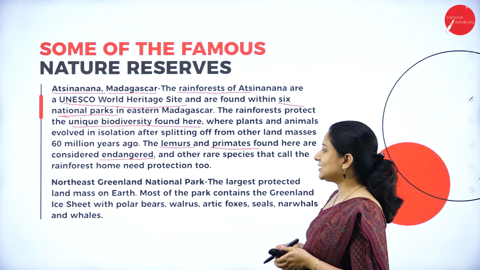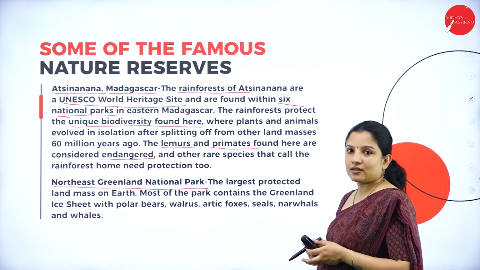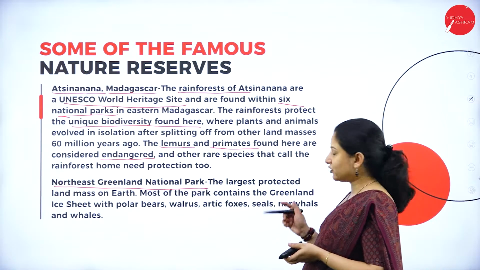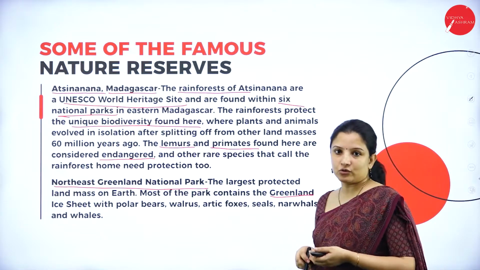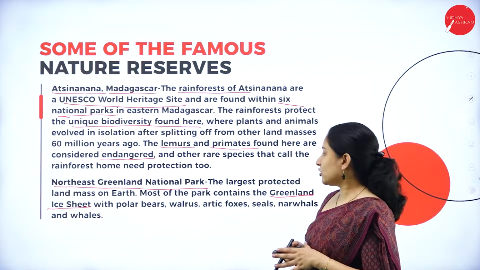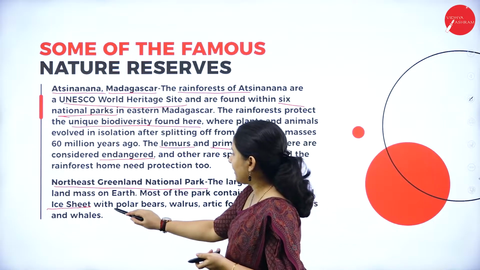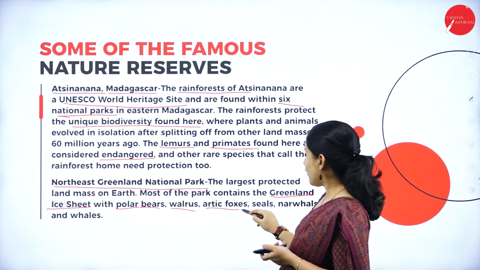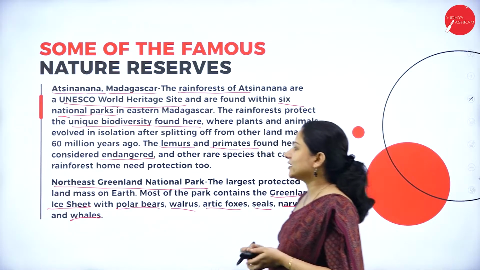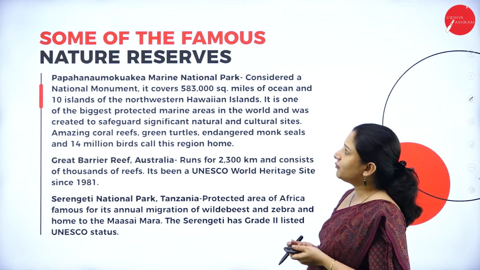Next is the Northeast Greenland National Park. It is the largest protected landmass on earth, and most of the park contains ice sheet, because Greenland is always filled with snow caps and glaciers and ice sheets and all that. Therefore half of the park is almost covered with ice sheets, and it is home for polar bears, walrus, Arctic foxes, seals, narwhals and whales. So these are the animals which inhabit this particular nature reserve. So these are some of the nature reserves.